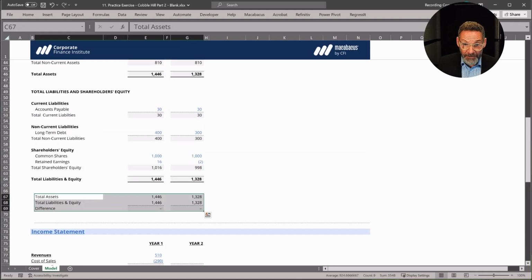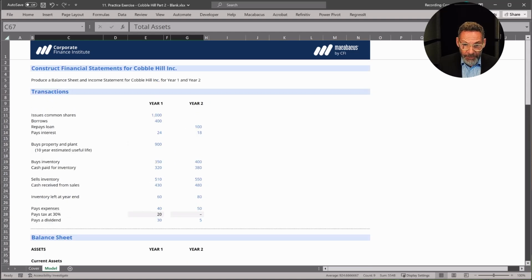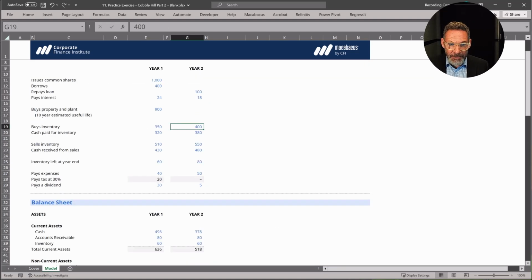Now what we're going to do is another transaction. One of the things we may want to do is think about that property, plant, and equipment. It's year 2. We need to actually record a depreciation expense and reduce the value of the asset on the balance sheet. Recall that it is straight line. Its useful life of 10 years. So it's just depreciation expense similar to year 1 of 90.